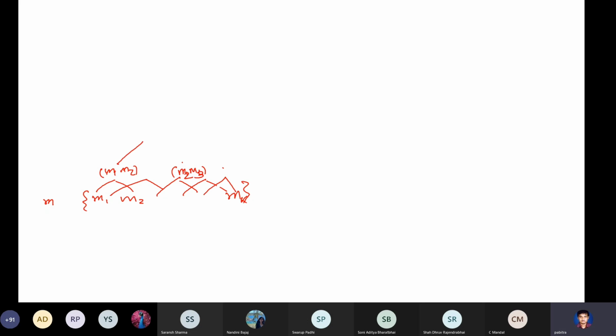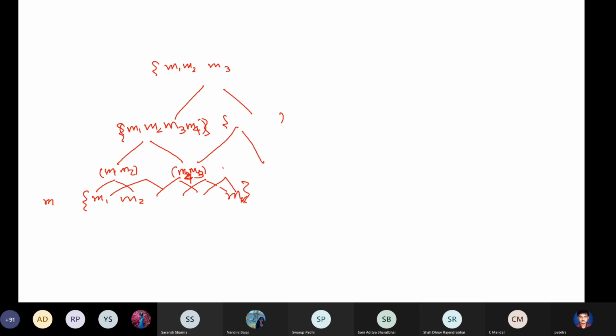Then you try to combine these to get an even higher level. Try to combine from sets of whatever possible combinations are there. Then maybe you try to combine to form even larger sets, and so on. So this is the entire process.